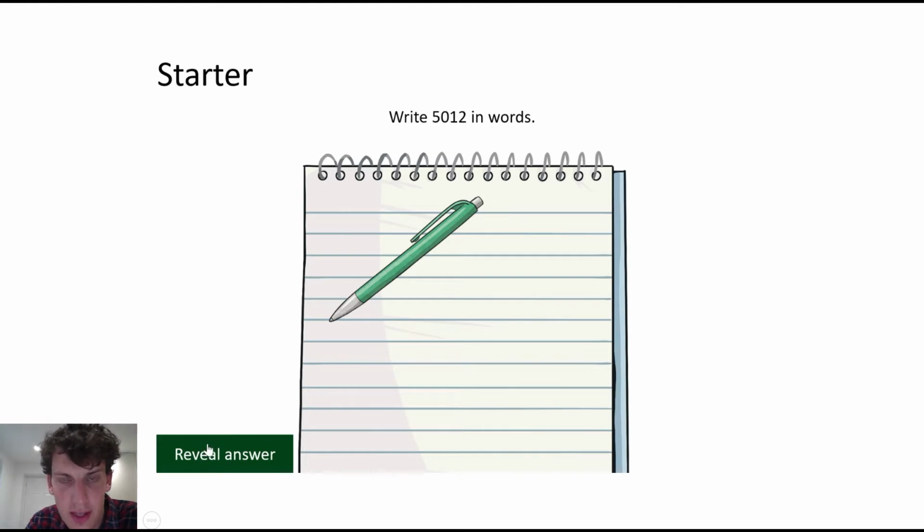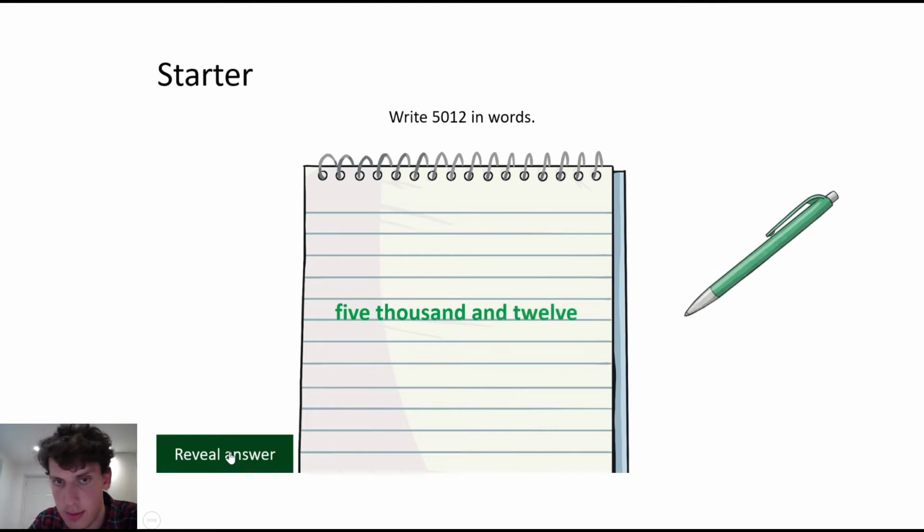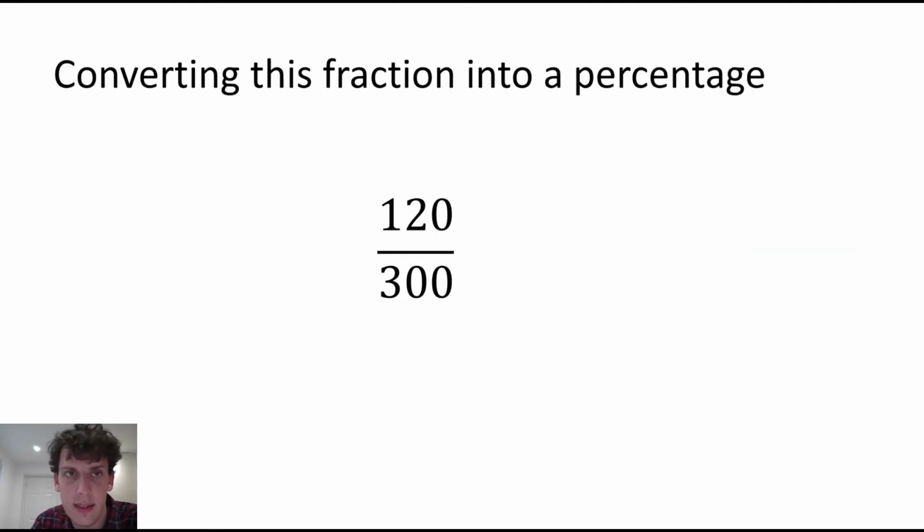Super duper. So 5012 in words is like that. The 5000 represents this, and then the 12 represents these 2 numbers. If you have any problems with that, please send me an email because it's important that you know that. Excellent. We're going to move on to today's lesson now.